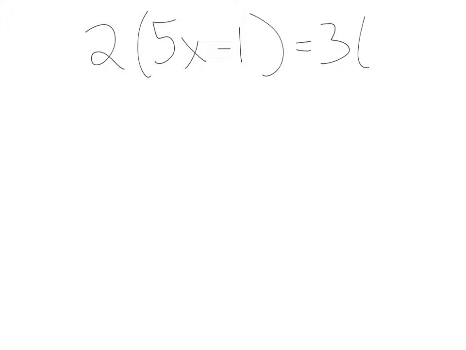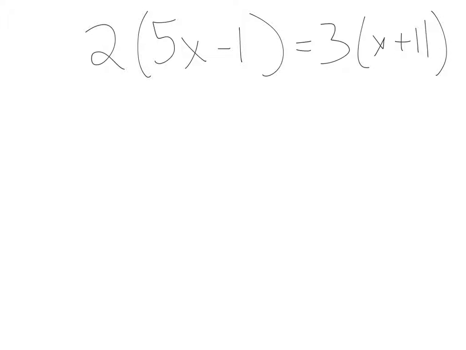We're going to go ahead and add another level of complexity to this by adding some grouping symbols. So we're going to look at 2 times (5x minus 1) equals 3 times (x plus 11). The first thing you want to do here is get rid of the parentheses. The parentheses are really there because you're saying that it's 2 times the whole expression 5x minus 1, and 3 times the whole expression x plus 11.